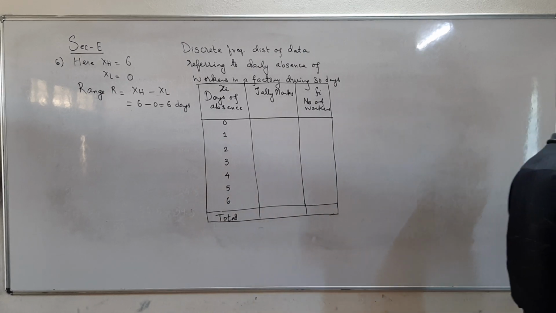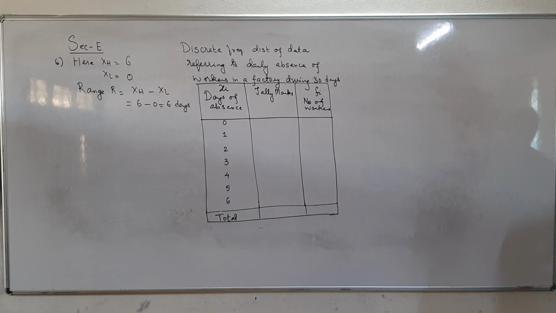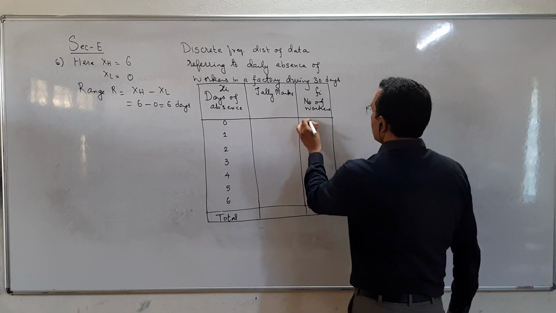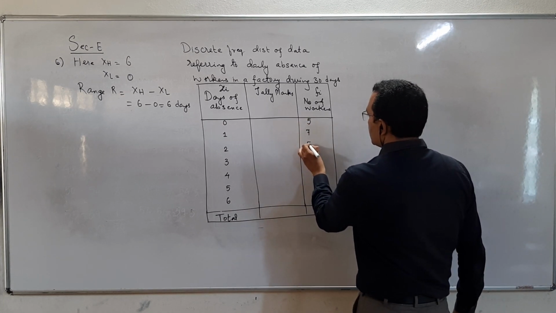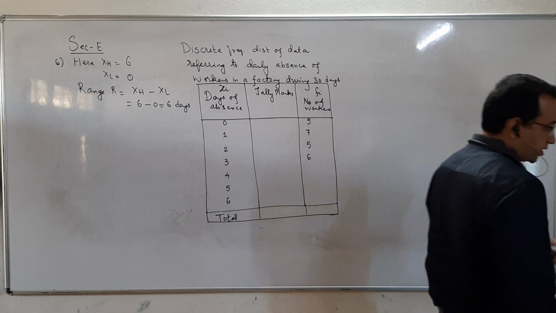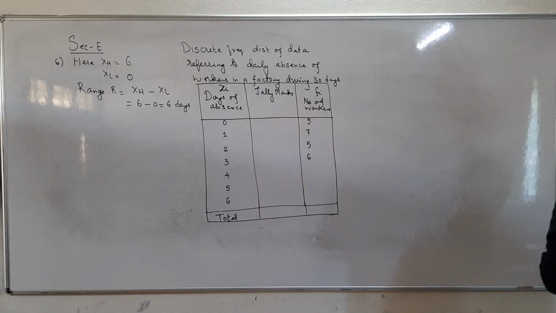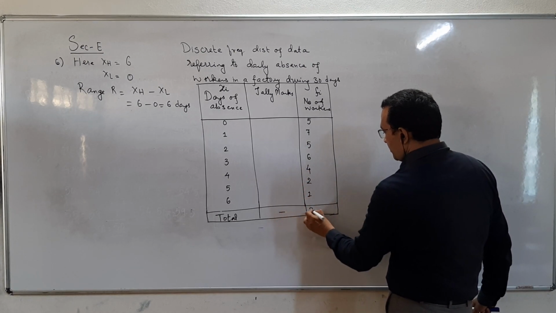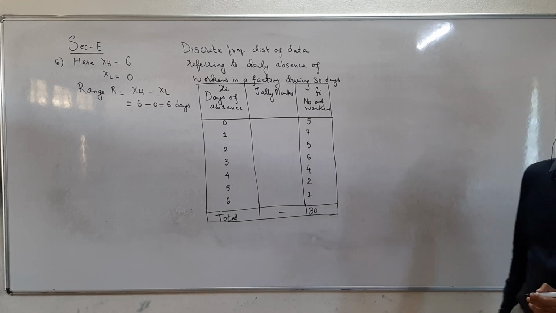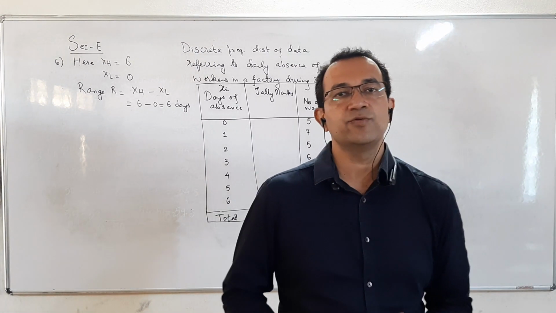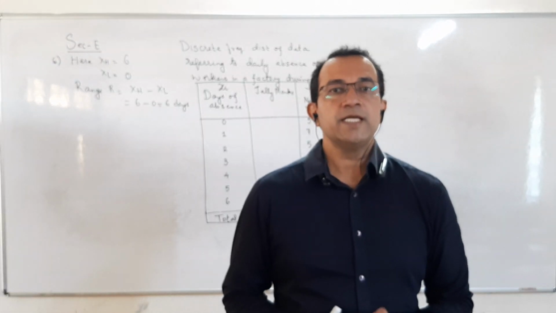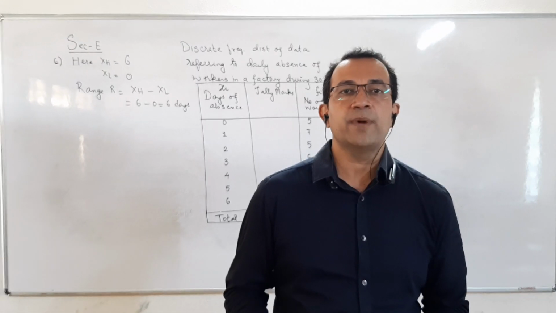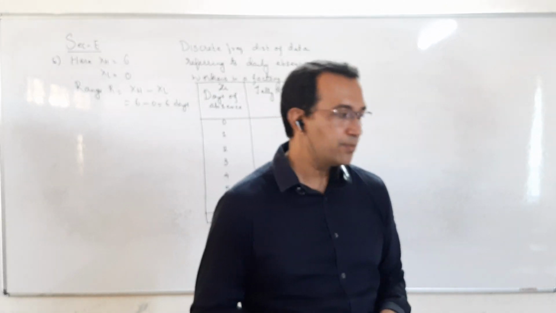Okay, students, now tally marks I suppose all of you know. So let me directly write the frequencies: 5, 7, 5, 6, then 4, 2, 1. Totals of tally marks we don't take. The total frequency is how much? 30. Now this much I can leave as an assignment for you. Easily we can do the tally marks. Tally marks is not at all a problem.